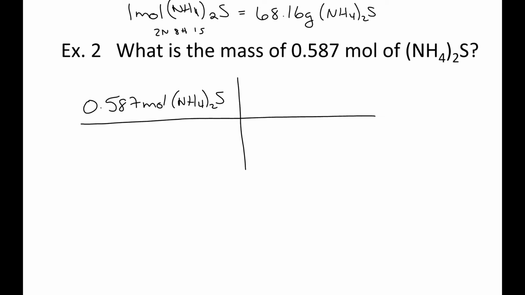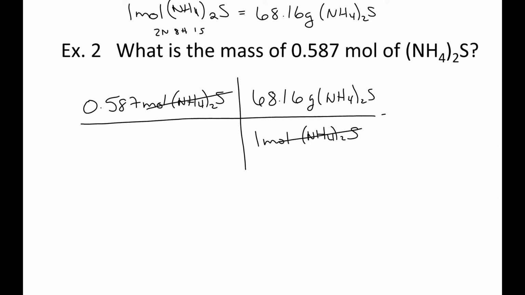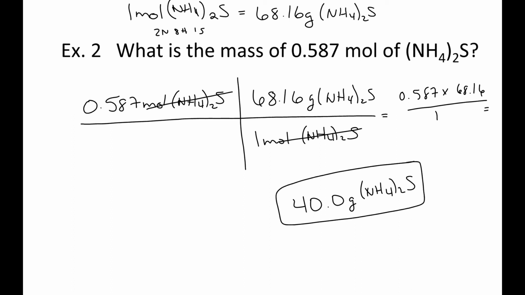So next we're going to do 68.16 grams of (NH4)2S, 1 mole of (NH4)2S. Moles of my substance cancel out. So now I have 0.587 times 68.16 divided by 1. And when you do that calculation, it comes out to 40.0 grams of (NH4)2S. Okay? So let's try another one.